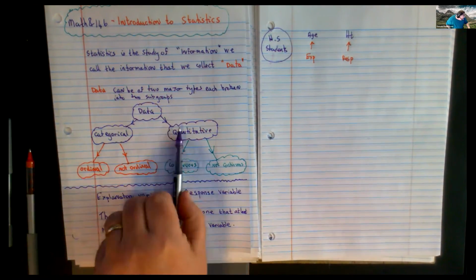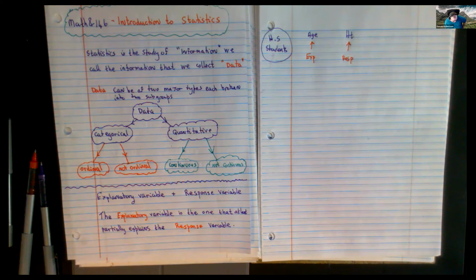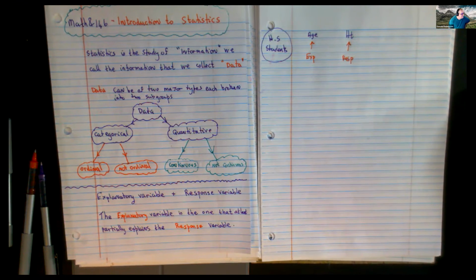You have to be careful about reading the story. There's always going to be some kind of story attached to it. When you read the story, you have to think carefully about which one of them is explaining what the other value is.